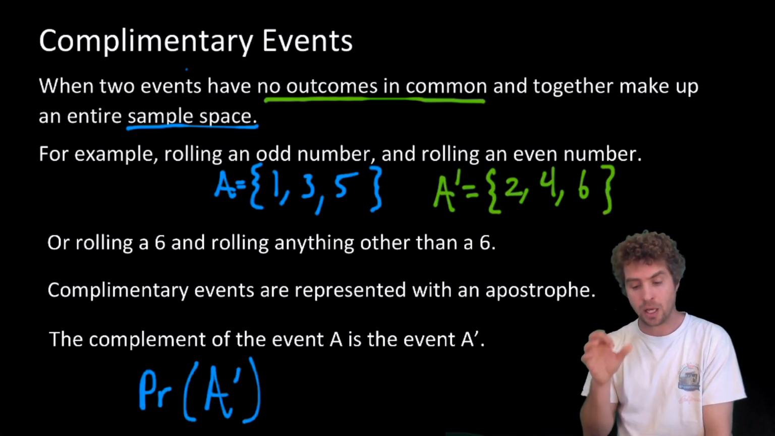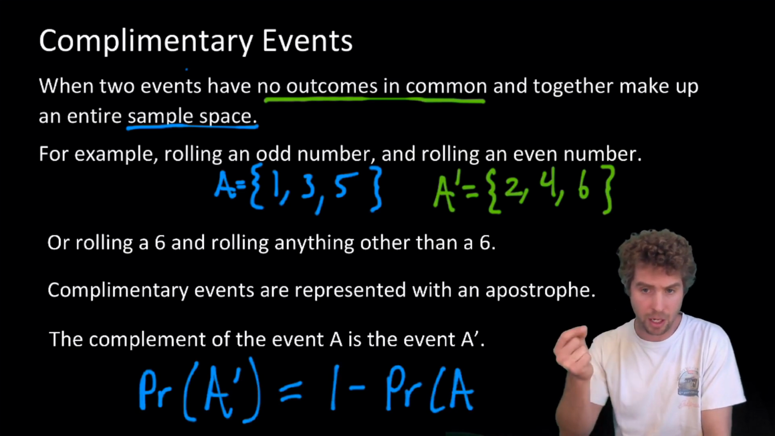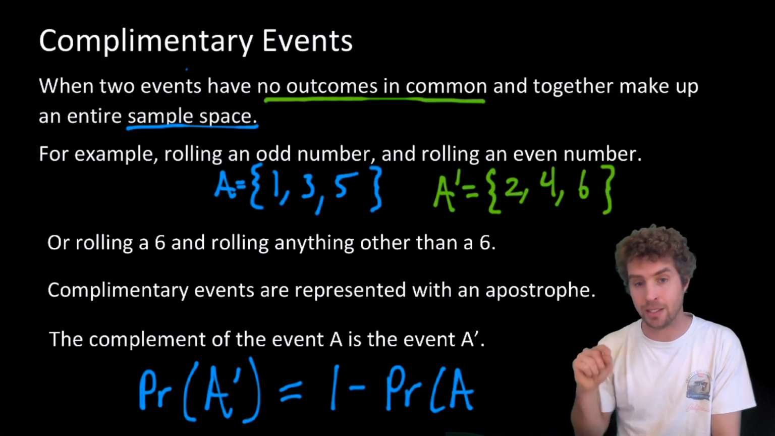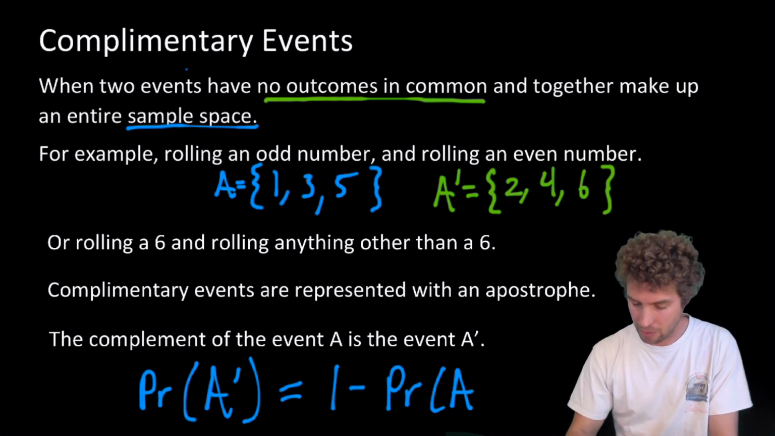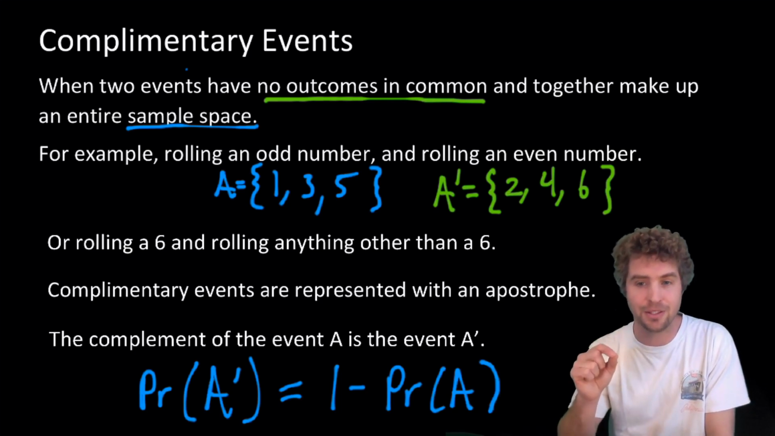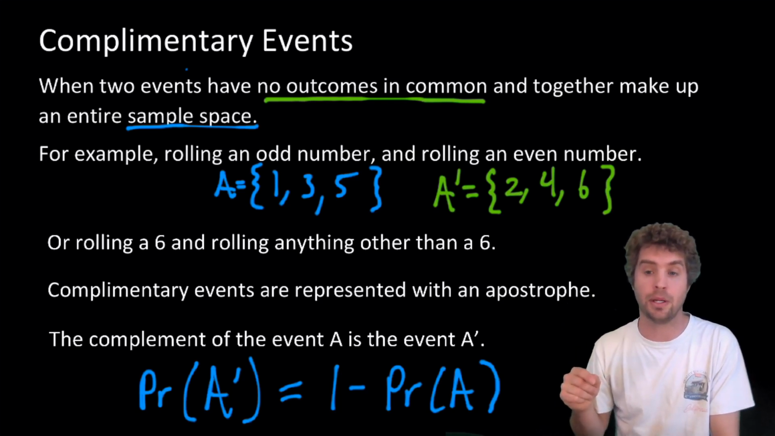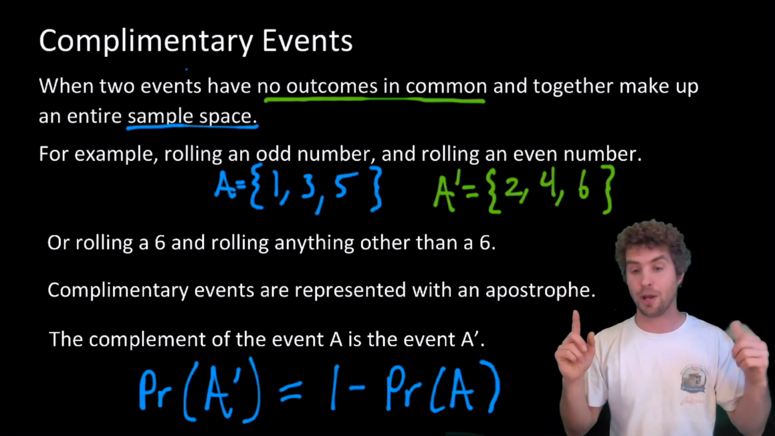And one last note, the probability of a complementary event, like the complement of A, is equal to 1 minus the probability of A. The probability of a complement is equal to 1 take away the probability of the event that the complement is the complement of.